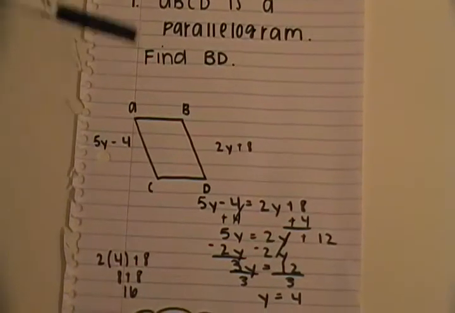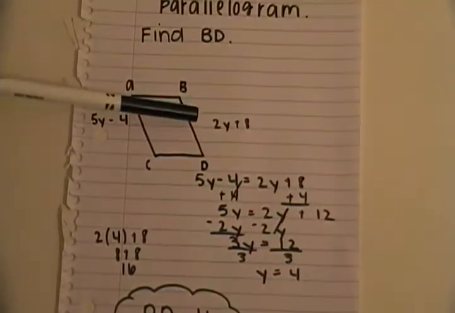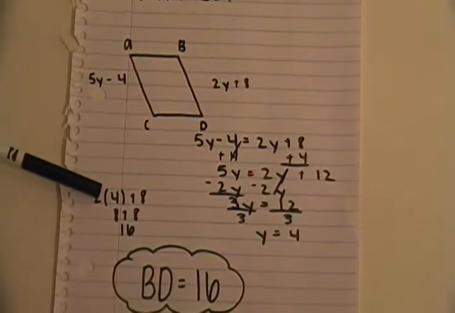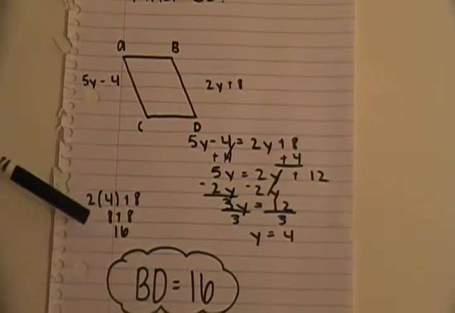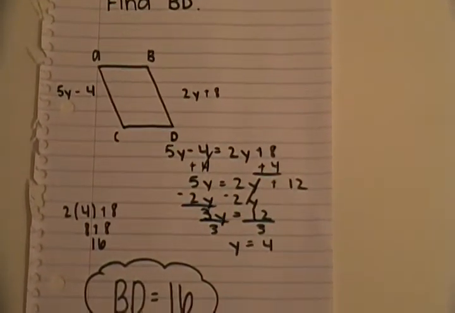So we want to find what BD is. Now that we have y, we plug in 4 where y is. So it's 2 times 4 plus 8, so it's 8 plus 8, and that equals 16. So BD equals 16. And that's your answer.